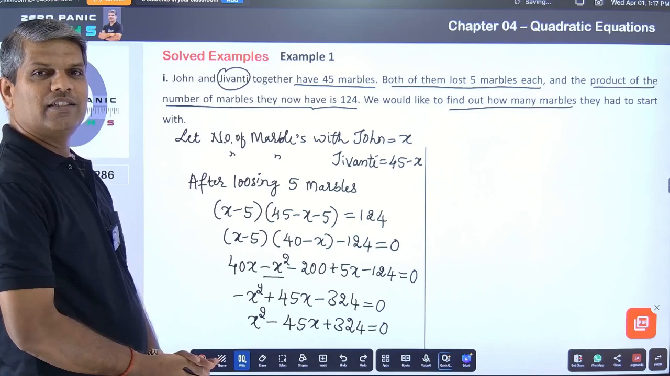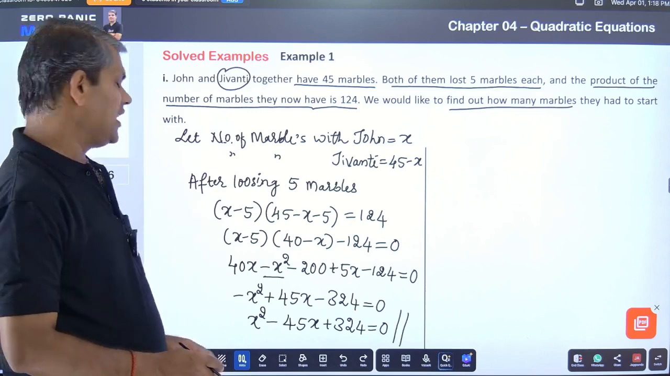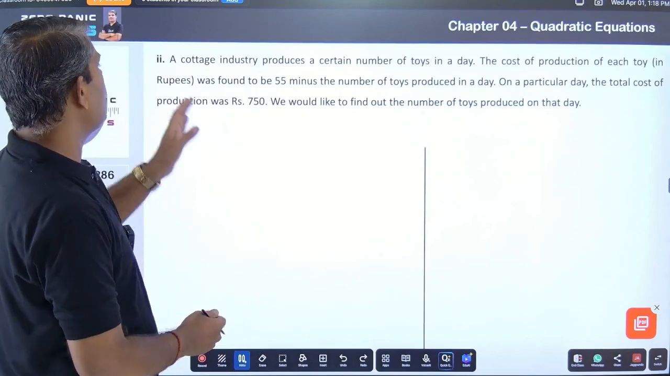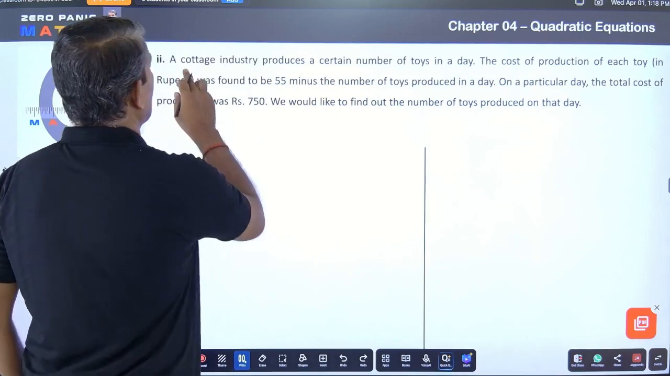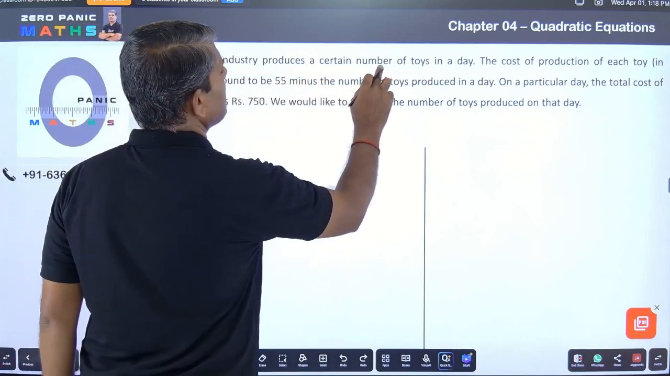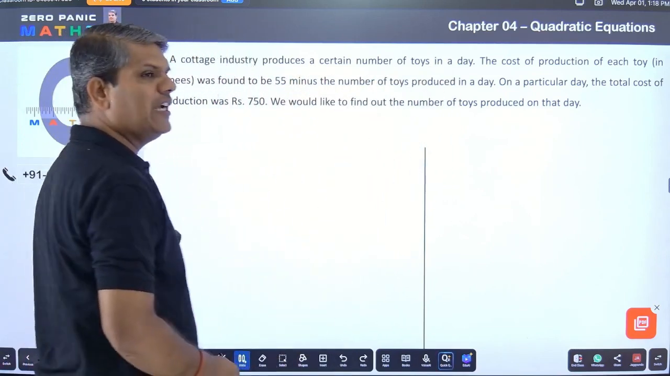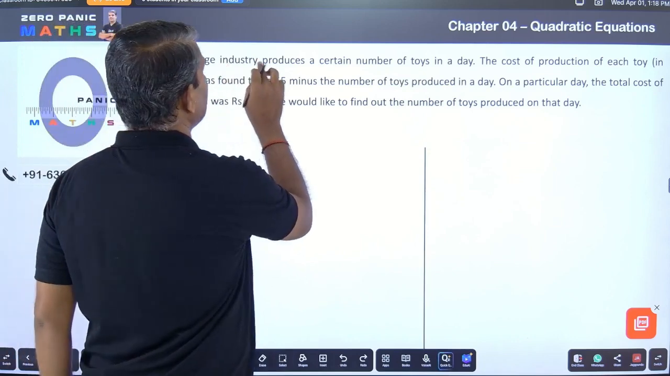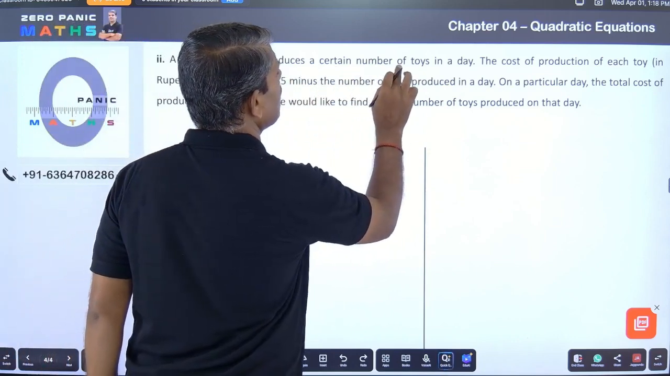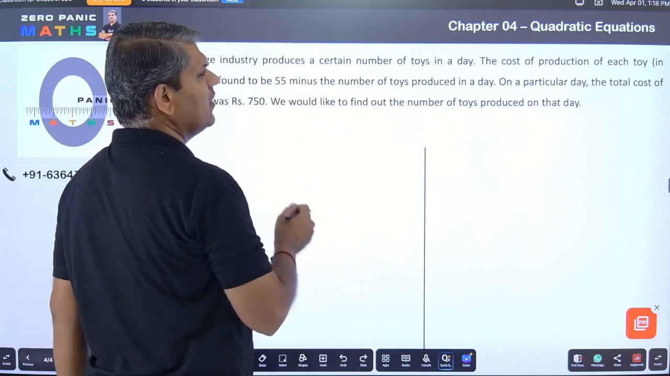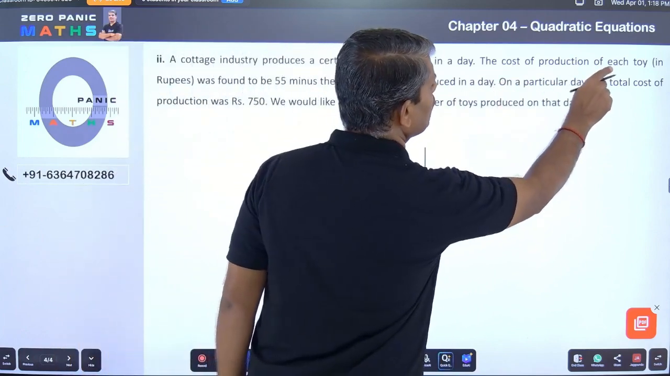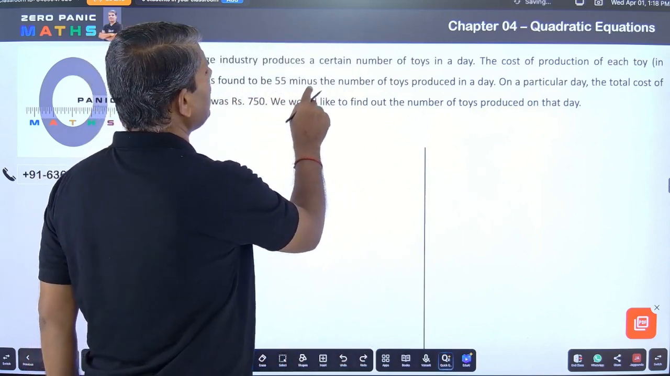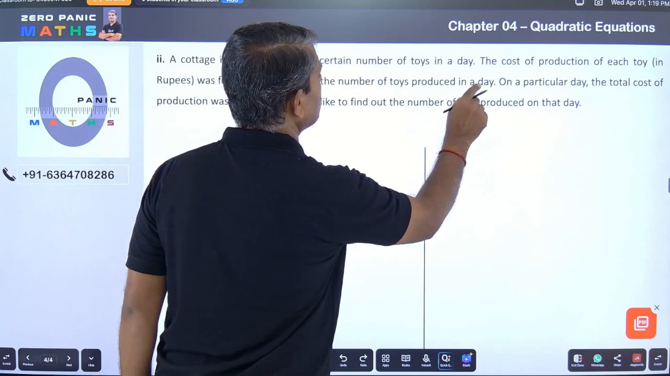Okay, let us see the next example. It says a cottage industry produces a certain number of toys in a day. Read the question carefully. The cost of production of each toy, which is in rupees, was found to be 55 minus the number of toys produced in a day.